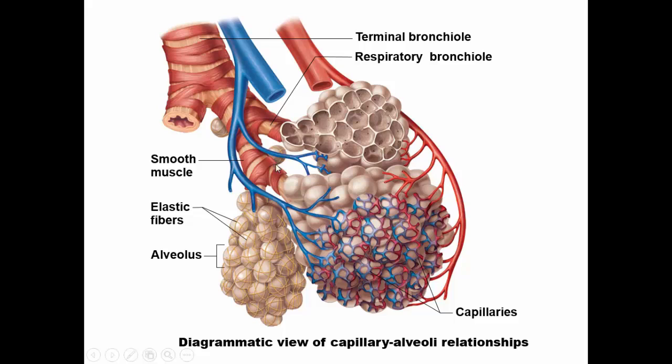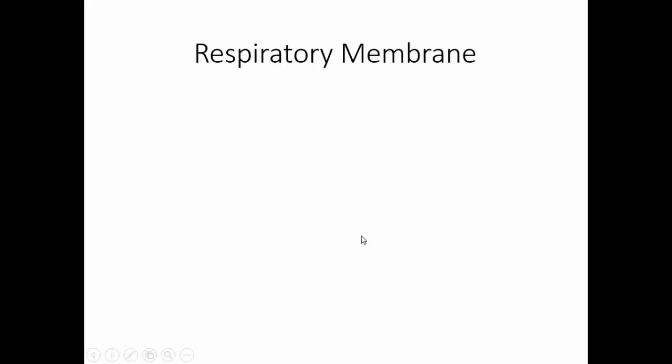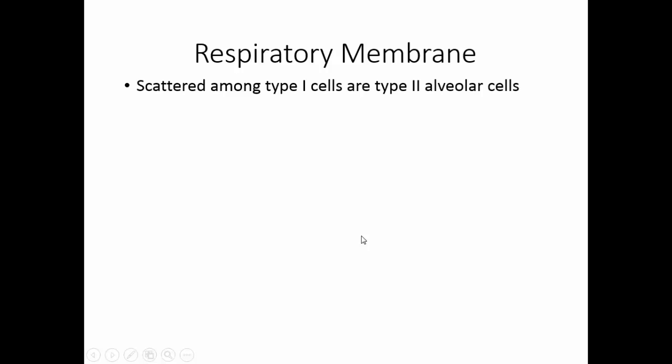As we look at an alveolar sac, we see the elastic fibers that surround each alveolus, and then you see this spider web of capillaries, again surrounding the alveoli. The respiratory membrane, besides being made of type 1 alveolar cells, has a few type 2 alveolar cells scattered in between. The type 2 alveolar cells secrete something called surfactant.